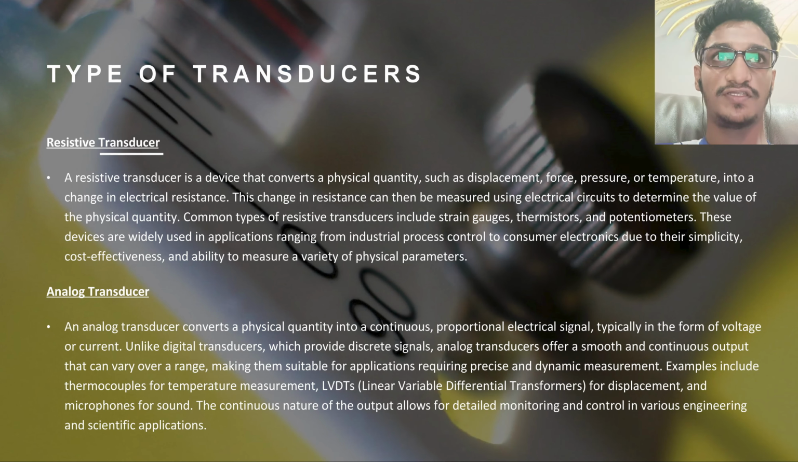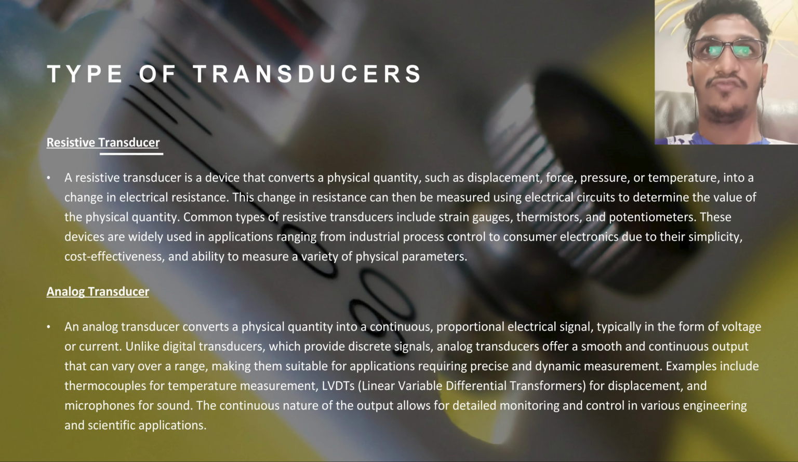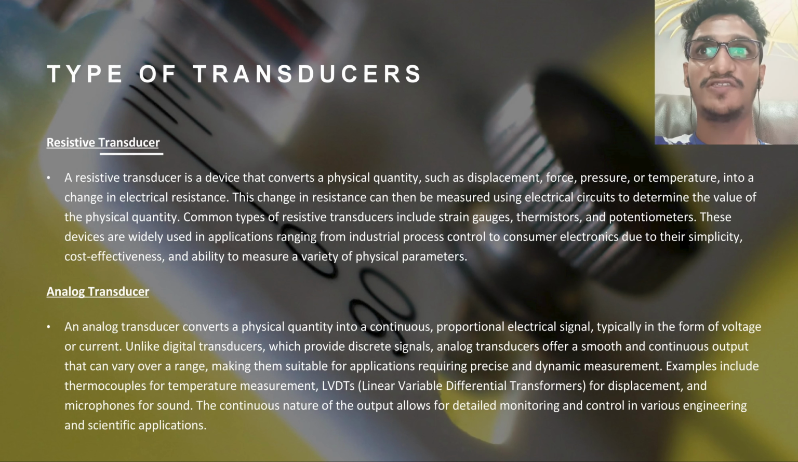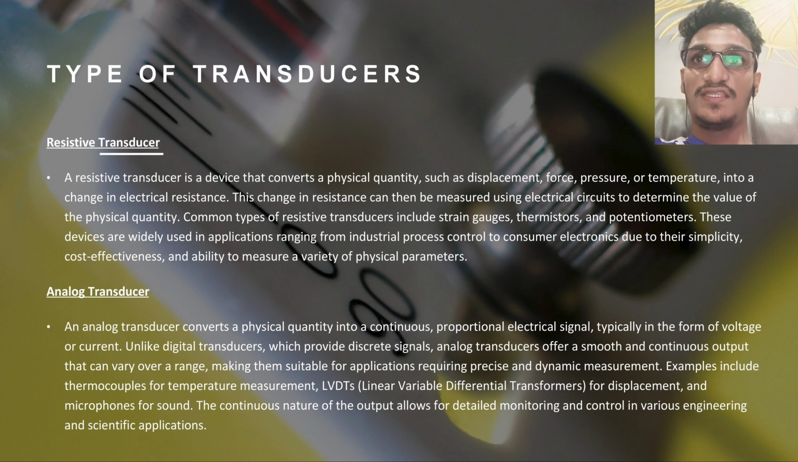Let's look at the types of transducers that we researched before we chose the suitable one for our project. First, let's look at the resistive transducers. This device converts physical quantities like displacement, force, pressure, or temperature into change in electrical resistance. Common types include strain gauges, thermistors, and potentiometers. They are widely used for their simplicity, cost effectiveness, and versatility in measuring various physical parameters.